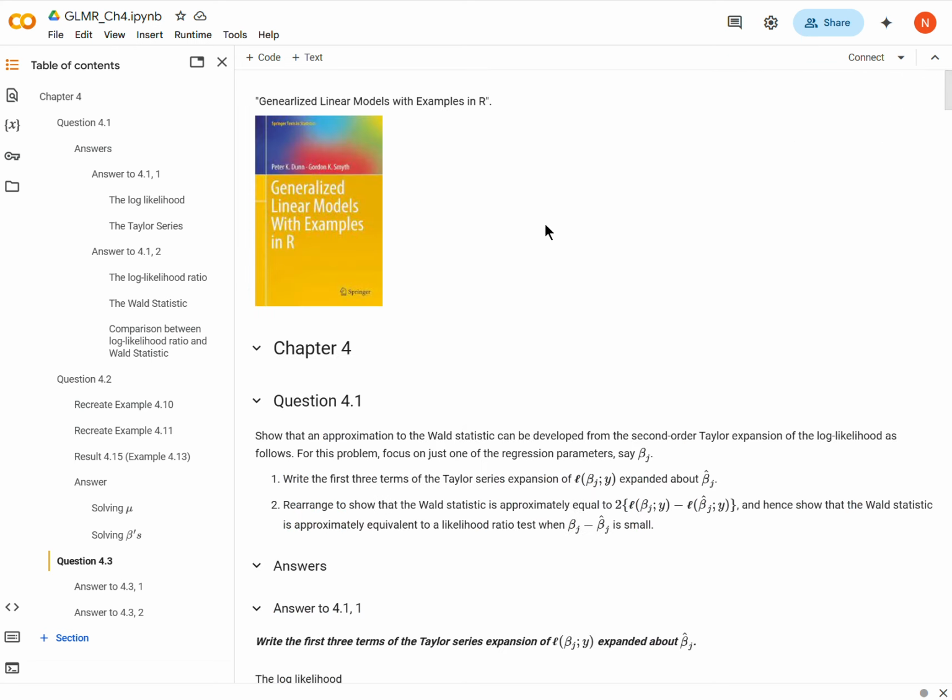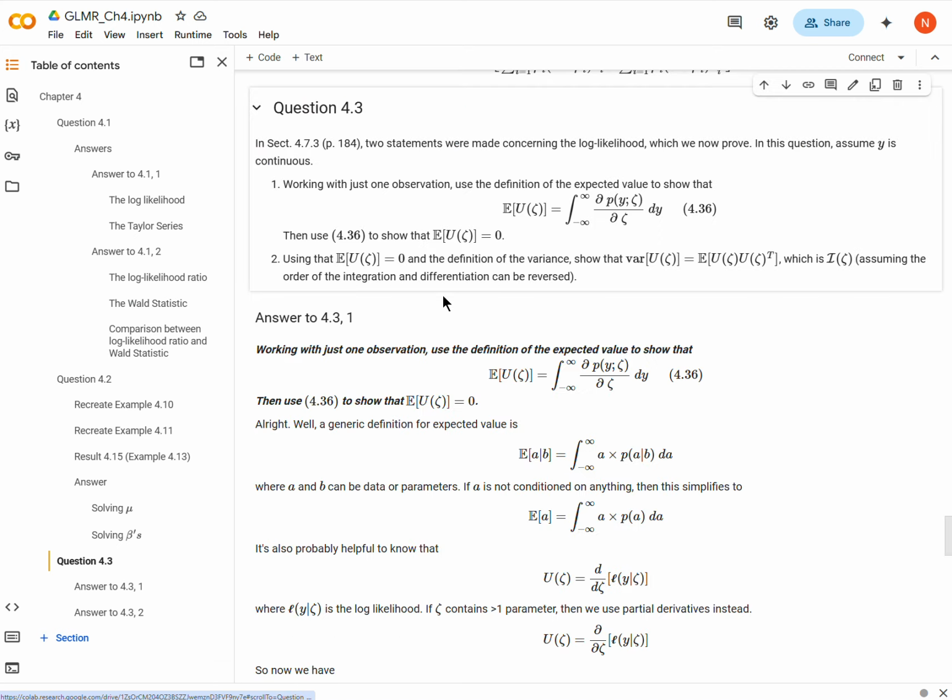Okay, so this is Generalized Linear Models with Examples in R. We're in chapter 4, question 4.3. So we have two parts here. We're told that the book made two statements concerning the log likelihood, and we're now going to prove those two statements. In all of this, we're assuming that y is a continuous variable.